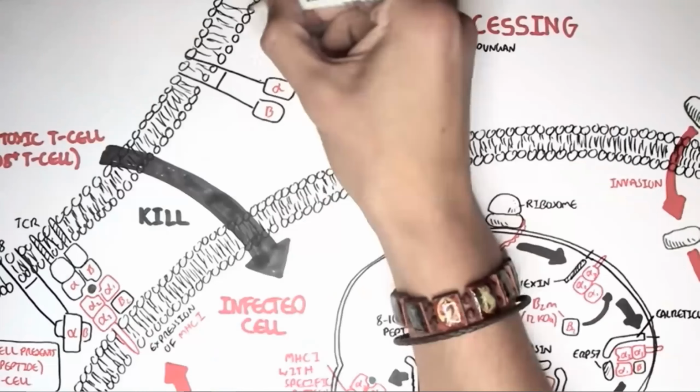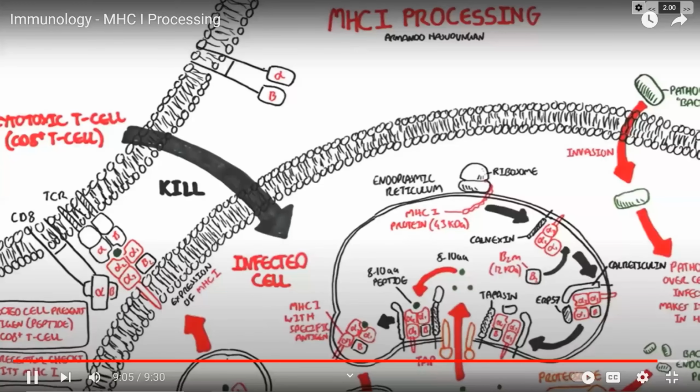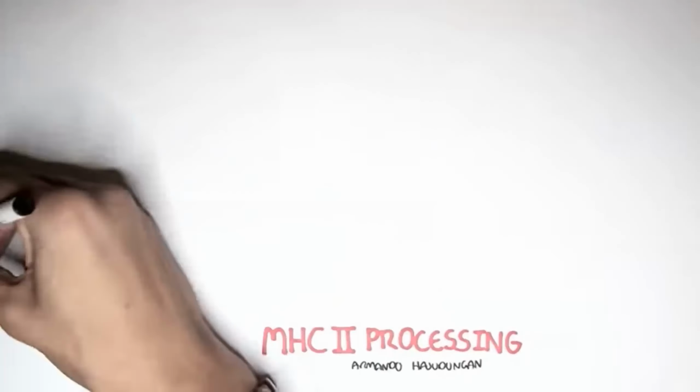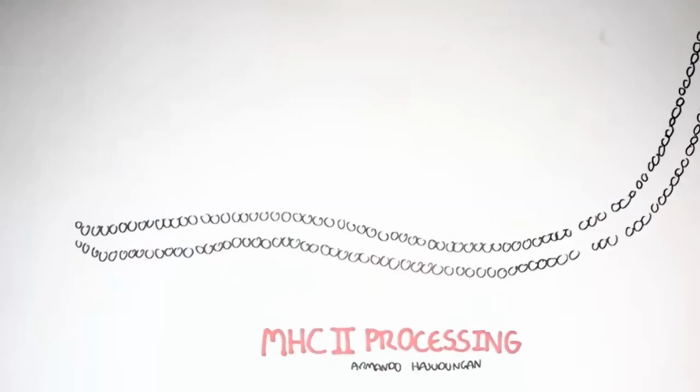In this video, we're going to talk about MHC class 2 processing, or major histocompatibility complex class 2 processing. Now, MHC class 2 is expressed only by antigen-presenting cells, such as dendritic cells, B cells, and macrophages. Now, the MHC class 2 will have an antigen on it and will present it to a naive CD4 T cell. Let's look at the process in an overview.